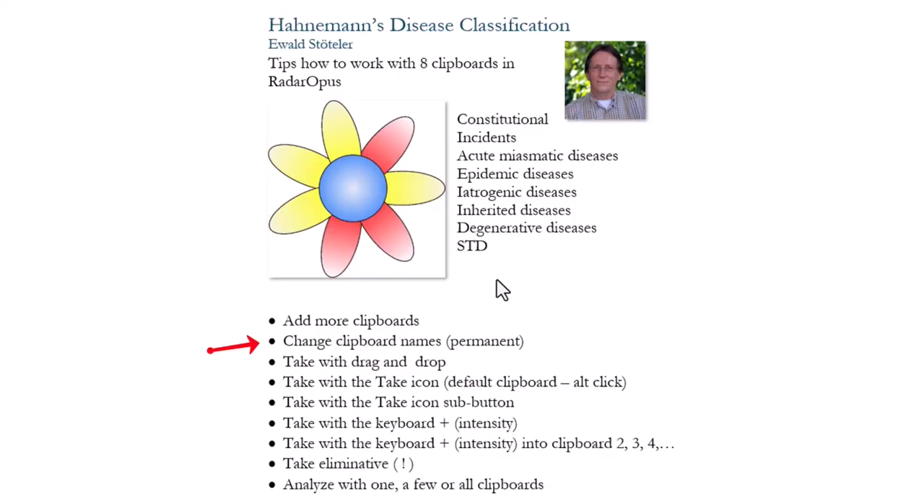How you can rename the clipboards and give them permanently the names of the 8 disease classifications. Then how you can take with drag and drop, most of you will know that. How you can take with the take icon into the default clipboard or change the default clipboard. How you can take with the take sub button, take with the keyboard and use intensity, and take with the keyboard with intensity and then place them into a different clipboard, so clipboard 2, 3 or 4.